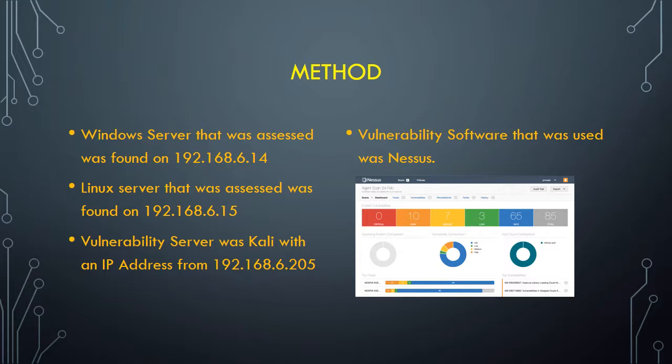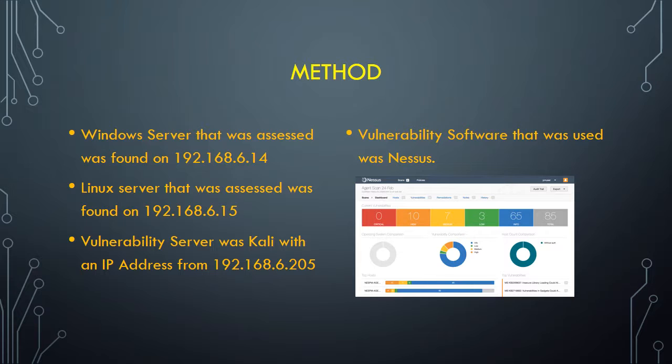I scanned a Windows server that was found on 192.168.6.14. I ran another vulnerability scan on a server found on 192.168.6.15, and the vulnerability server that I used was on 192.168.6.205. The software that we used to scan these servers was Nessus.